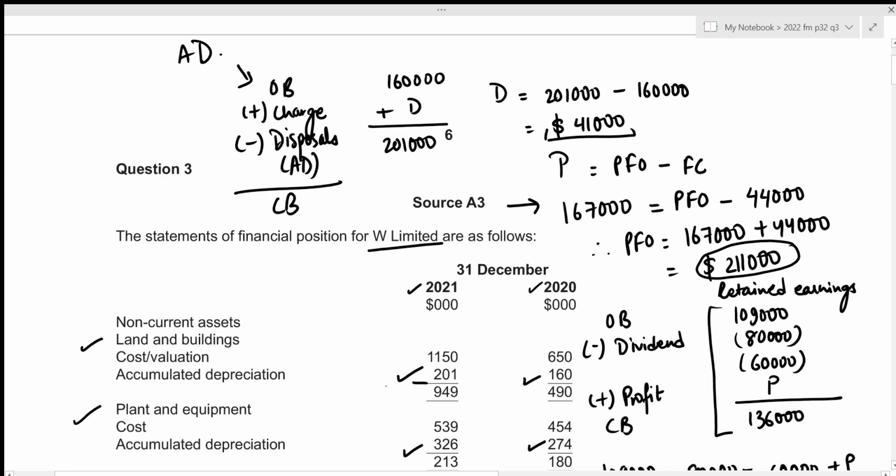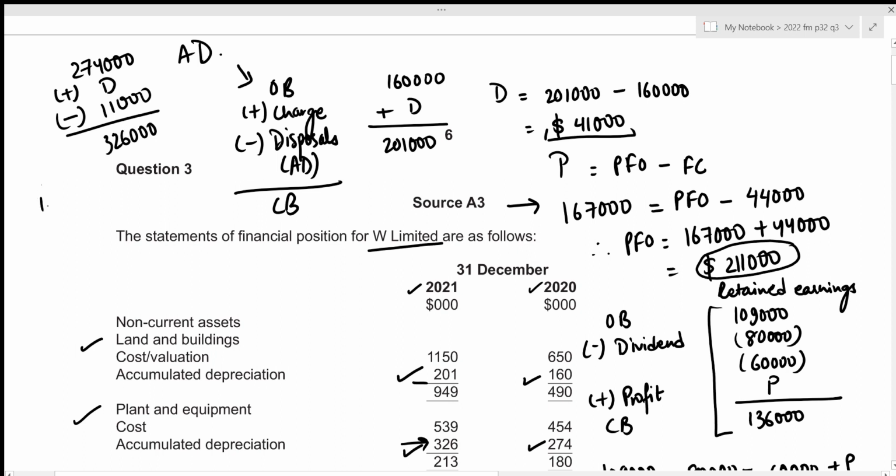So we have the opening balance to be 274,000. We need to figure out the charge for the year. We need to subtract the accumulated depreciation of disposals, which we just figured out to be 11,000. And this gives our closing balance to be 326,000.